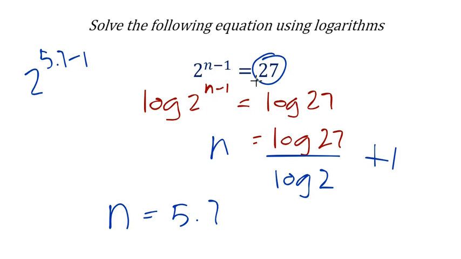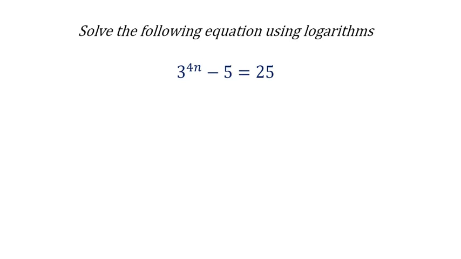So let's try one more. Okay, the last one. I finally gave you something where we have to isolate the exponential expression. So I've got a minus 5 here that I do not want on this left side. We don't want to have to take the log of this whole thing. That's why we isolate the exponential expression. So I'm going to add 5 to both sides, and we get this right here. Now it looks exactly like the other two problems that we did.